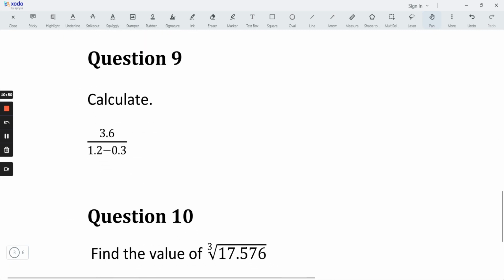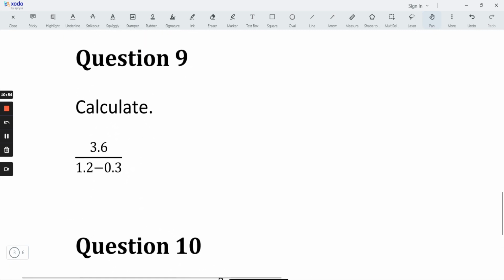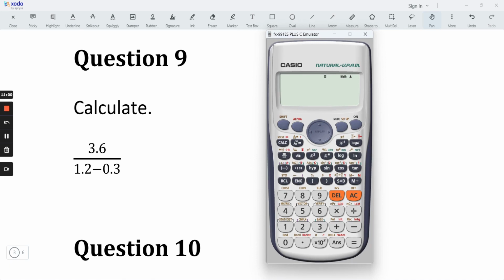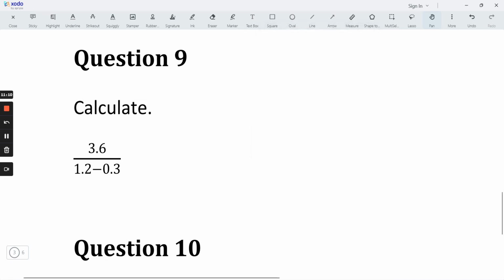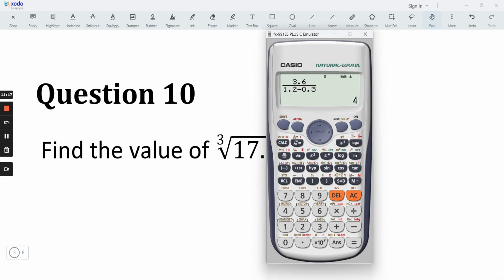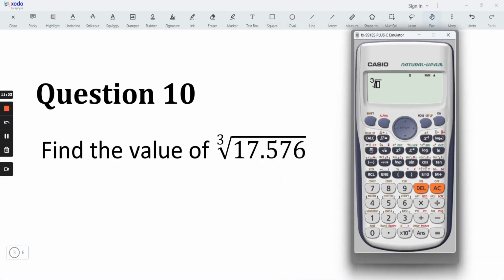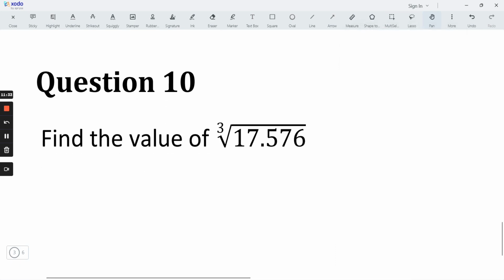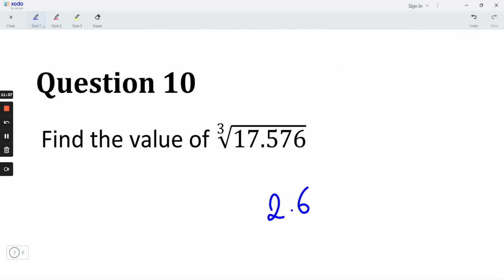Question 9 here. Calculate 3.6 divided by 1.2 minus 0.3. This one is easy. So we need a fraction. 3.6 divided by 1.2 minus 0.3 equal to 4. Now find the third root. Again, finding third root, shift here third root. The number is 17.576, and this is equal to 2.6.